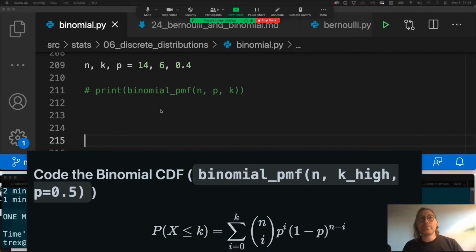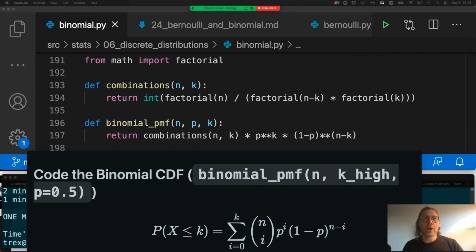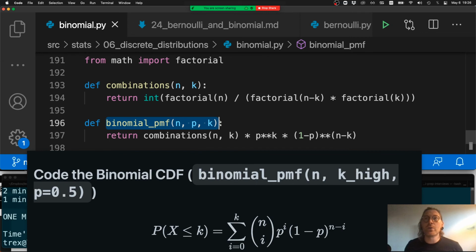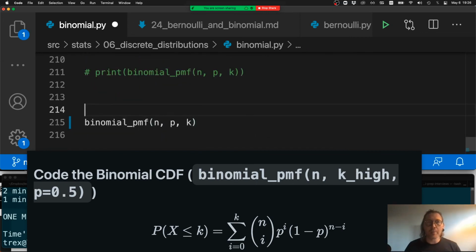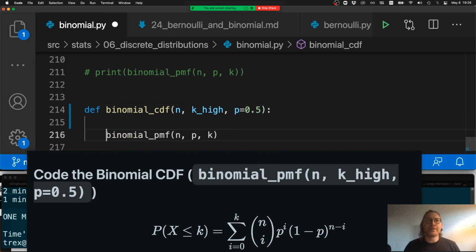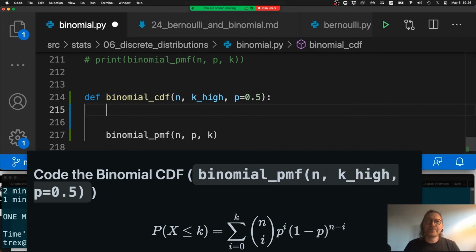All right, so we're coding this binomial CDF function, and we're going to call out to binomial PMF within this function. So I'll just paste that down there. I know I'm going to need it, so I'll just grab it. The name of our function is going to be binomial CDF, and we're passing in n, k high, and then p of 0.5. I kind of changed the order of these. I'll do this as a collector. So I'm going to make a list, and this will be just results from calling the binomial PMF. And I'm going to say for i in range, from 0 to k high plus 1.